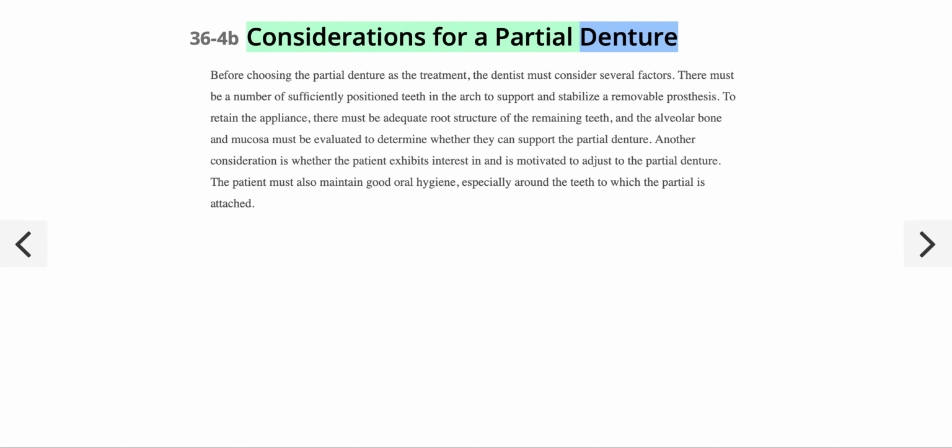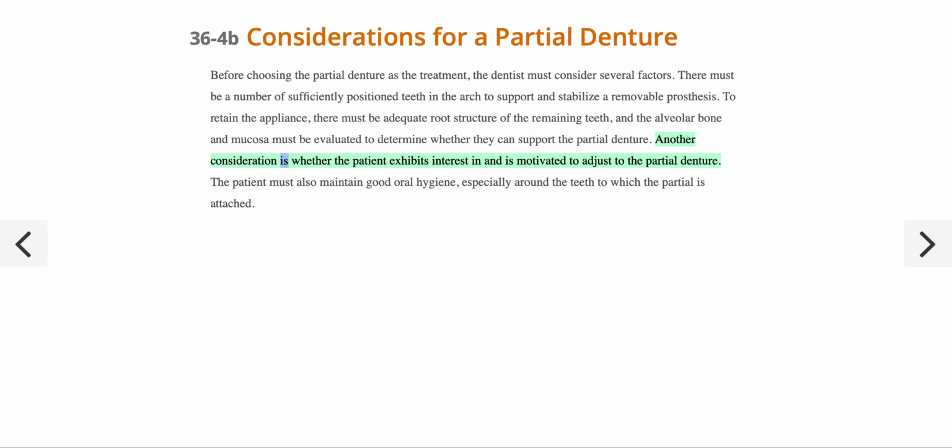Considerations for a partial denture. Before choosing the partial denture as the treatment, the dentist must consider several factors. There must be a number of sufficiently positioned teeth in the arch to support and stabilize a removable prosthesis. To retain the appliance, there must be adequate root structure of the remaining teeth, and the alveolar bone and mucosa must be evaluated to determine whether they can support the partial denture.